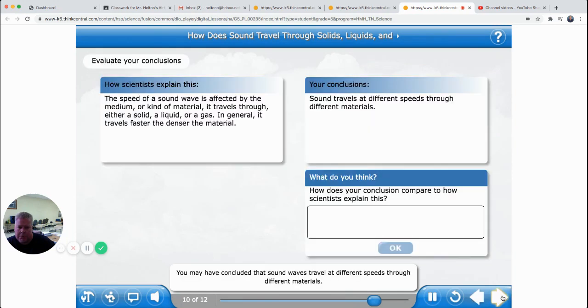You may have concluded that sound waves travel at different speeds through different materials. The speed of a sound wave is affected by the medium or kind of material it travels through, either a solid, a liquid, or a gas. In general, it travels faster the denser the material. The speed of sound is also affected by the temperature and internal structure of the material. How does your conclusion compare to how scientists explain this? Type your answer in the box and then click OK. We agree. They said the same thing we did, just in more words as always.